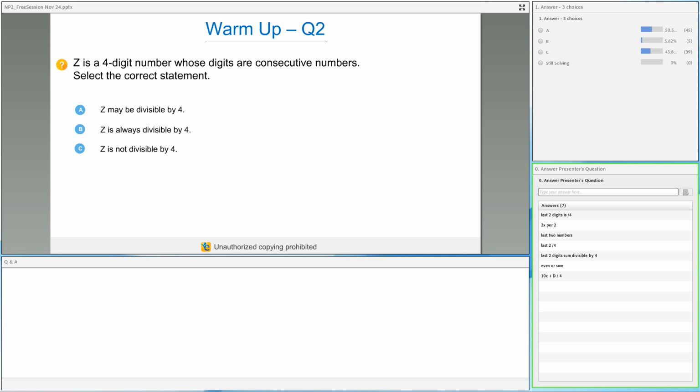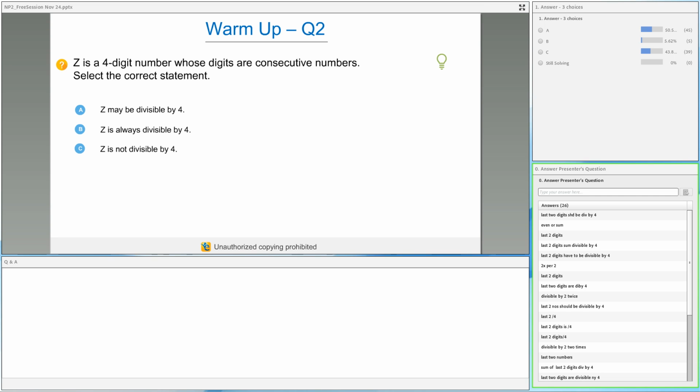Last two digits should be divisible by 4. Absolutely correct. One of the things you need to keep in mind is that the number should be even. If the number is not even, then it's very easy to understand. If the number is odd, obviously that number will not be divisible by 4. That is one case. The second thing is, even if the number is even, you need to check whether the last two digits of that even number are divisible by 4 or not.